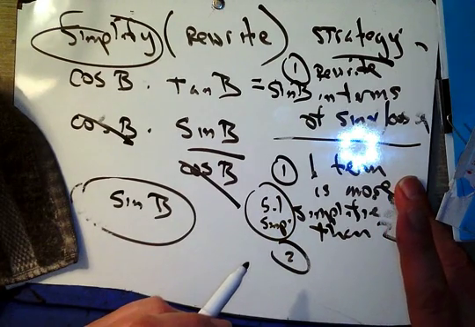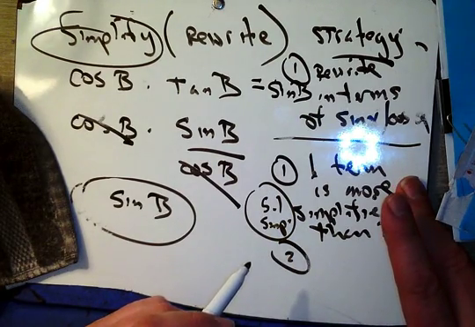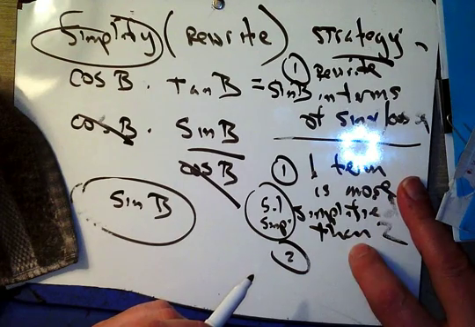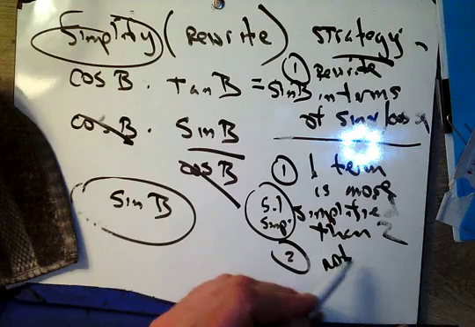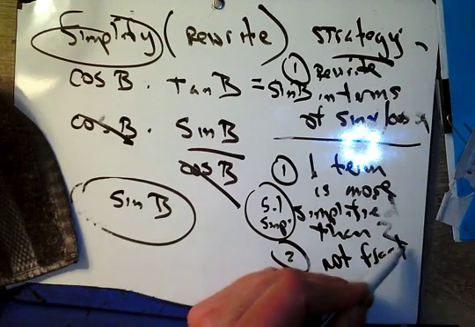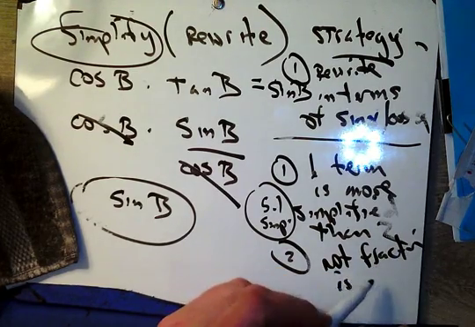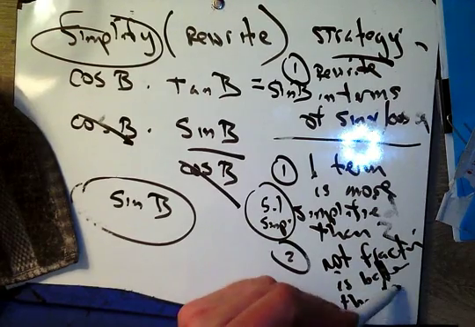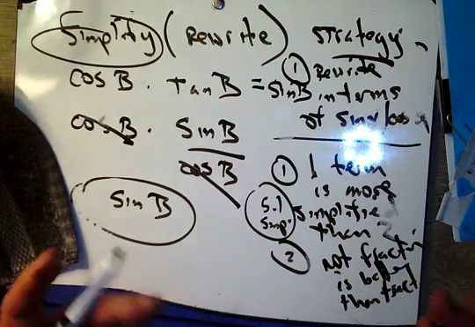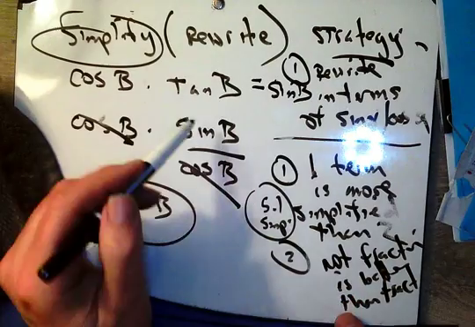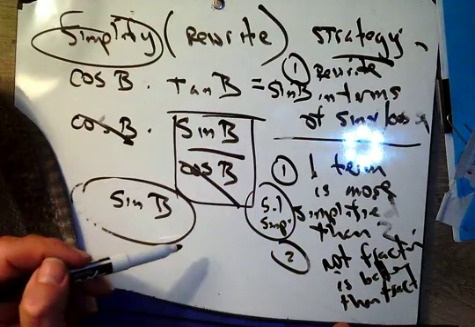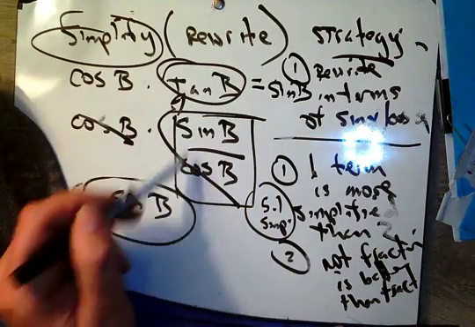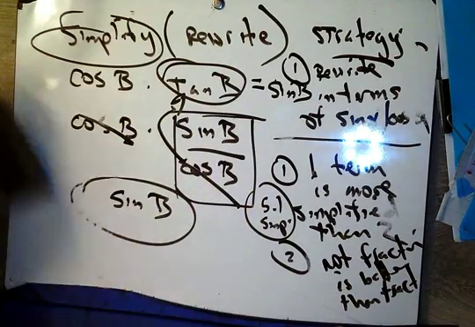One term is more simplified than two, and I think it's: not a fraction is better than a fraction. So if I've been given, for example, sine over cosine, well, nice, but not a fraction is better than a fraction. Let's go with that for now.